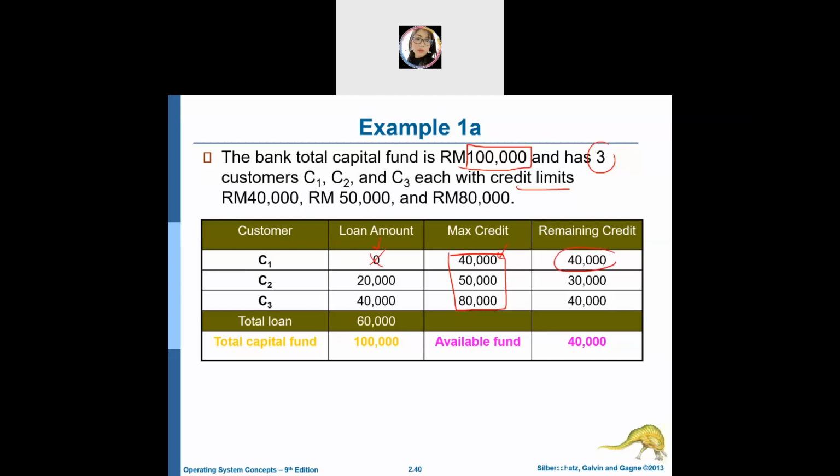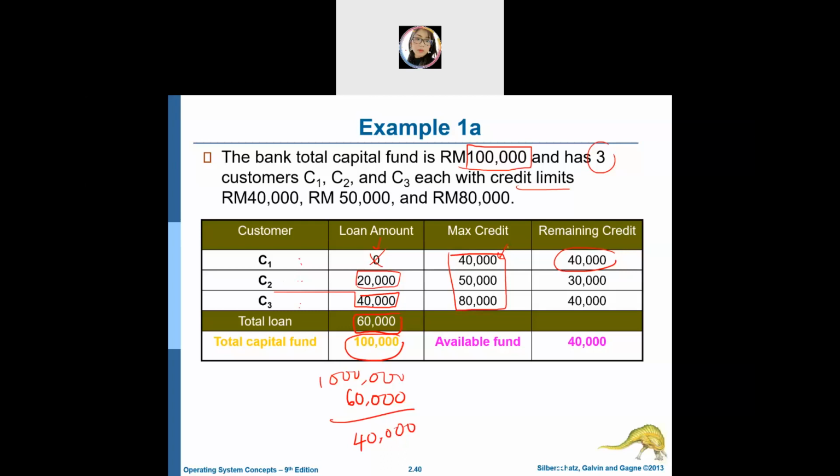So you can see, at any time you can try to apply for a loan. C2 already applied for a loan. C3 also already applied for a loan. How much do you have out now? 60,000 that you already have in loans. You only have 100,000. So you can see you have another 40,000 to support either of these two to make another loan.